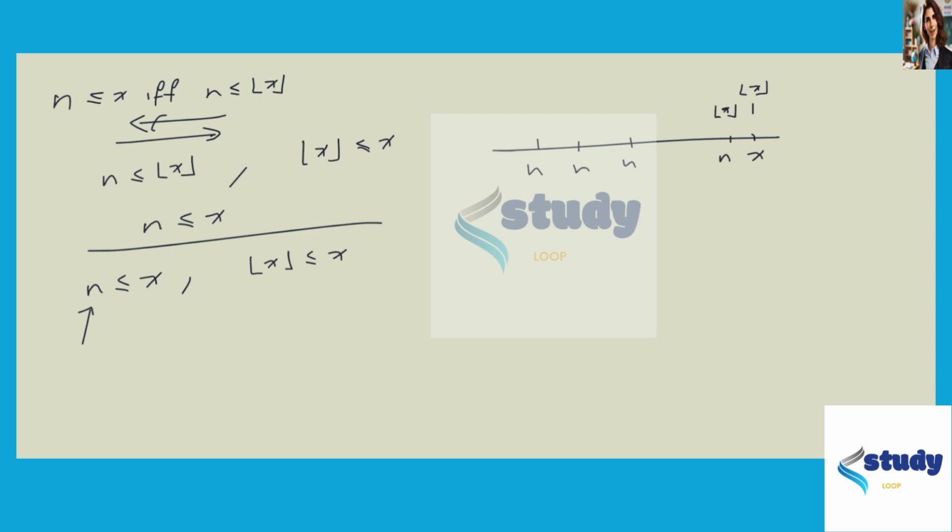So then the reason why n must be less than or equal to floor of x is because n is an integer lower than x, but floor of x is by definition the highest integer lower than x. So therefore, you need to have this inequality. So since you have both proofs, both directions, you have n is less than or equal to x if and only if n is less than or equal to floor of x.